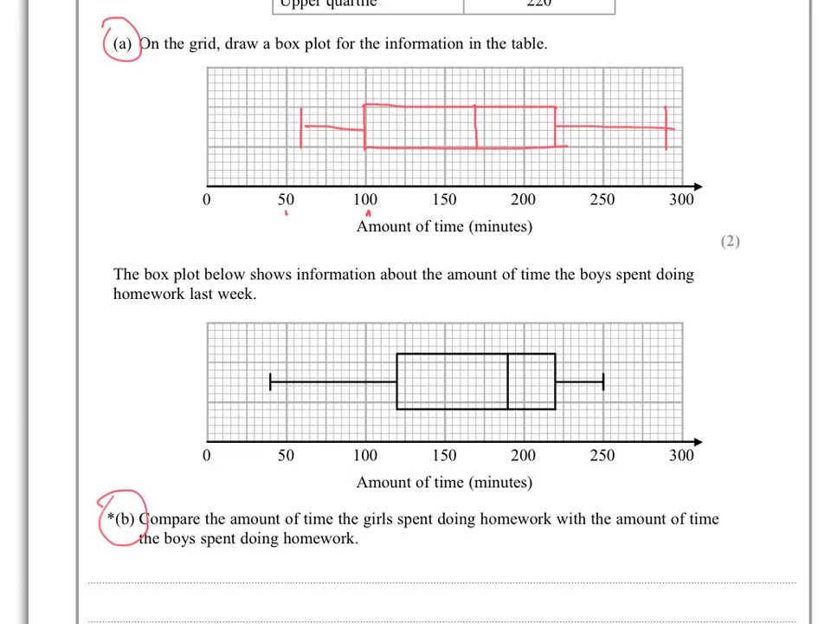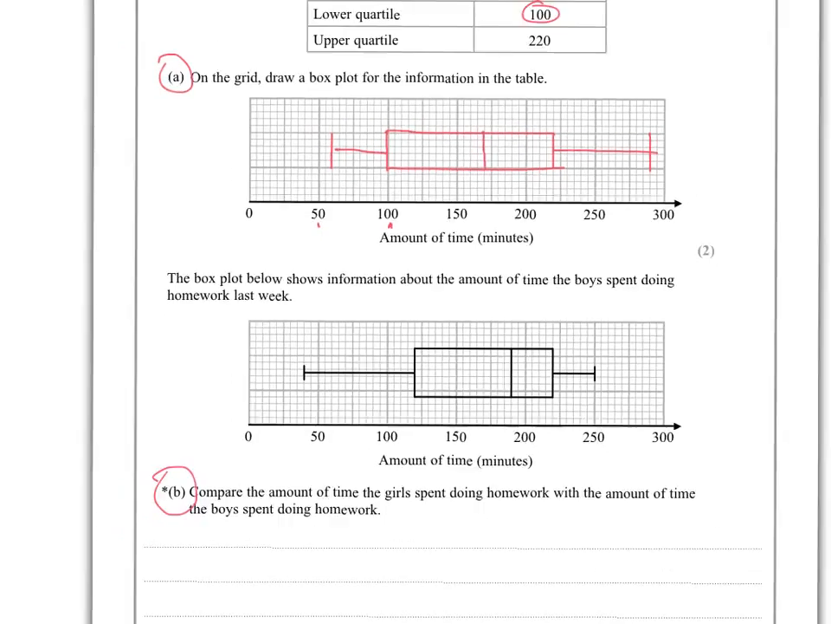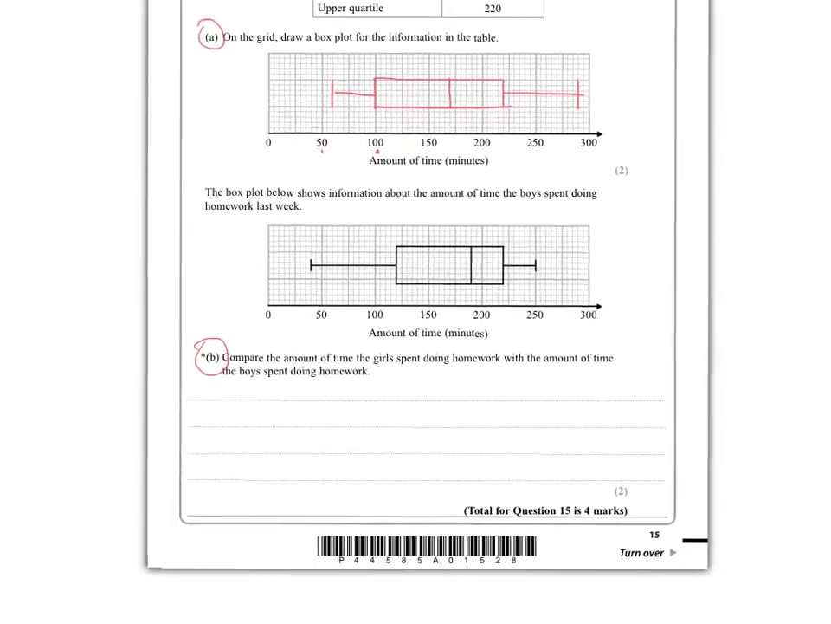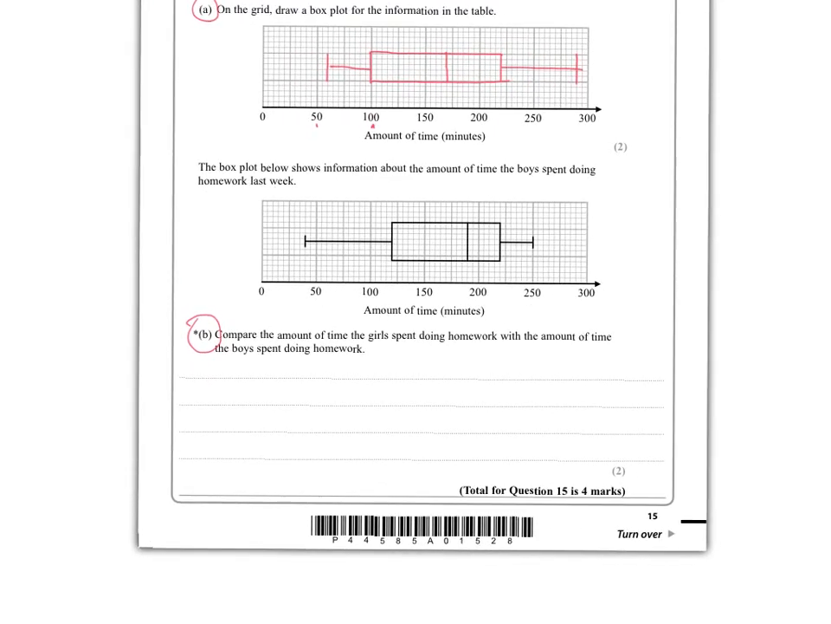And then the box plot below shows the amount of time boys spent doing homework last week. Compare the amount of time girls spent doing homework with the amount of time the boys spent doing homework. Well, with these questions, if you remember, what we've always got to do is compare the range and then the interquartile range and the median. And we will say which is bigger for each of them. So you'll have a bit more space than I have on this little screen here.